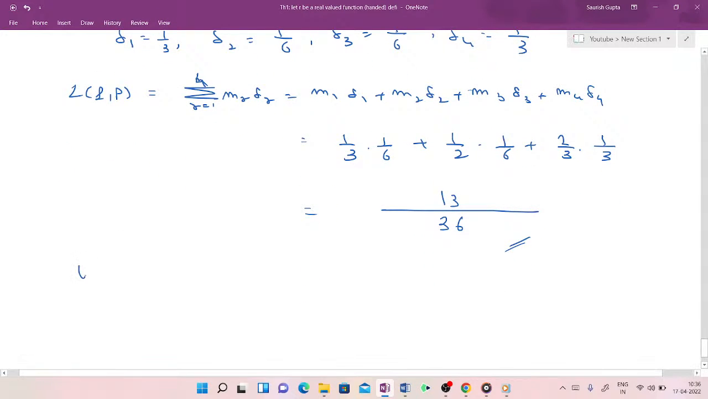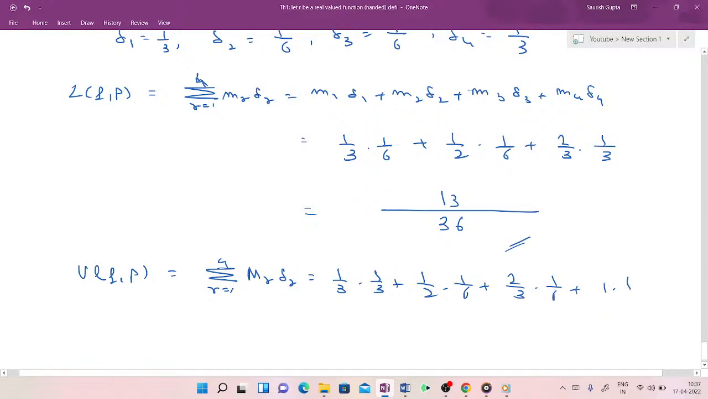And in a similar way we need to find the UFP. So UFP is basically the summation r equals 1 to 4 of capital M_r times delta_r. So it is 1 over 3 times 1 over 3 plus 1 over 2 times 1 over 6 plus 2 over 3 times 1 over 6 plus 1 times 1 over 3. So the LCM is 36 again, and this is 8. So this is 9 and this is 9, and 2 cancels 3, so 2 over 9 you have got.